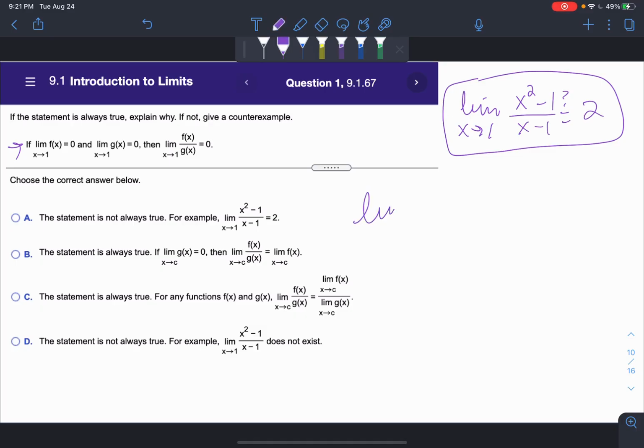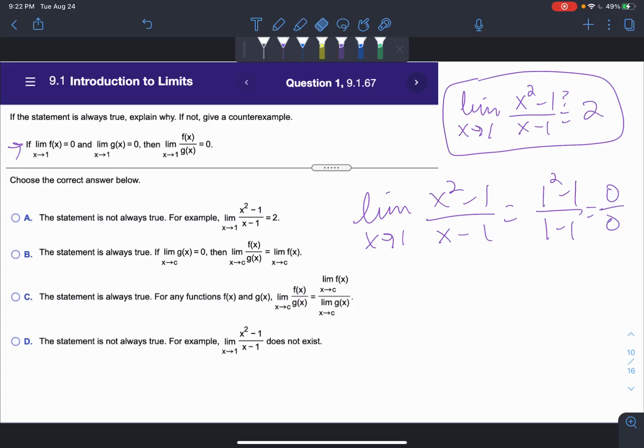Alright, so now let's take the limit as x goes to 1 of x squared minus 1 over x minus 1. Let's try plugging it in. So we get 1 squared minus 1 over 1 minus 1, and that gives us 0 over 0, which is an indeterminate form. So what we need to do is rewrite this function and do some algebra.